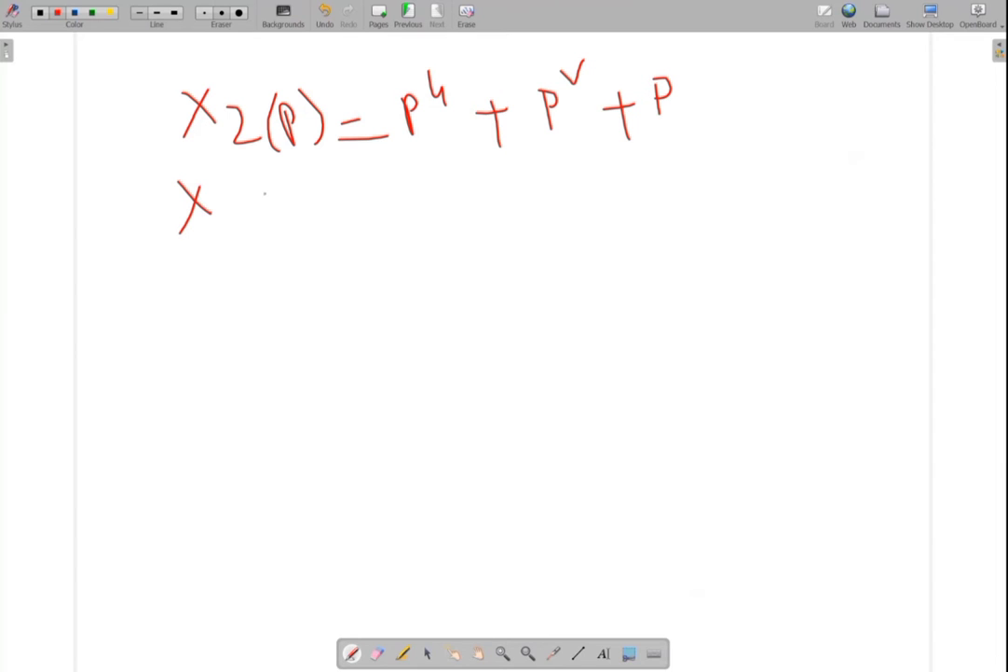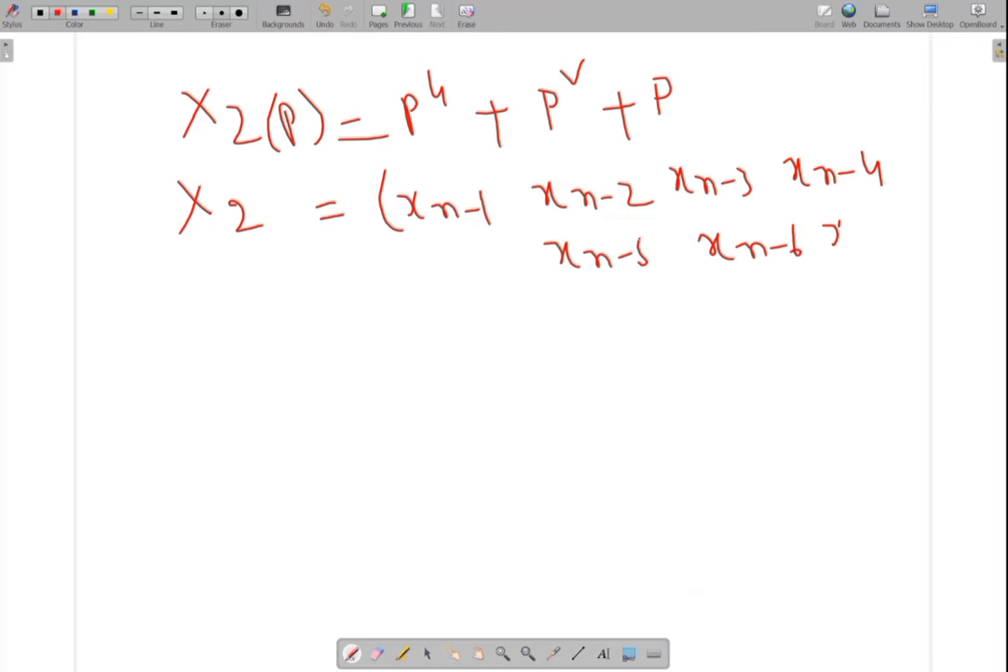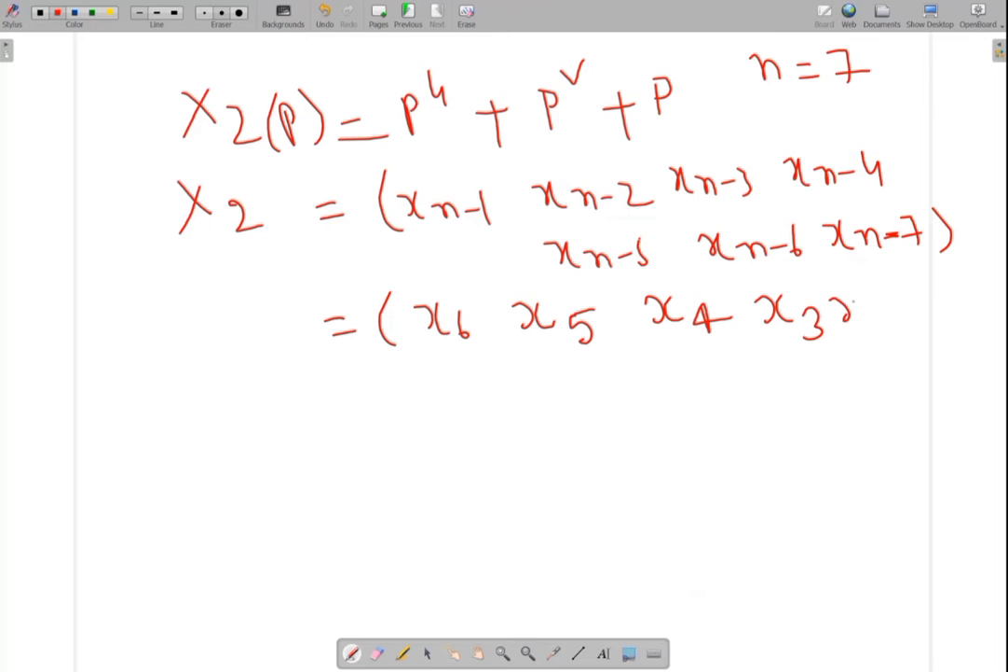But this is the polynomial form. This is the vector form. xn minus 1, xn minus 2, xn minus 3, xn minus 4, xn minus 5, xn minus 6, xn minus 7. n is equal to 7. x6, x5, x4, x3, x2, x1, x0.